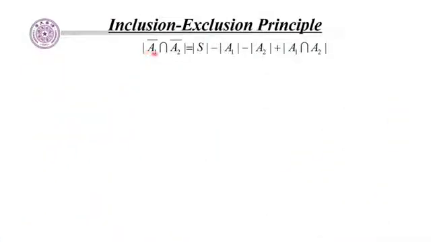Now let's prove that for two sets, whether the size of A1 complement intersected with A2 complement is equal to the size of the universal set, minus the size of A1, minus the size of A2, plus the size of their intersection. We give a visual proof here. Let's look at the left-hand side. What does it calculate? It calculates the number of elements that are neither in A1 nor A2. So is the right-hand side doing the same thing?